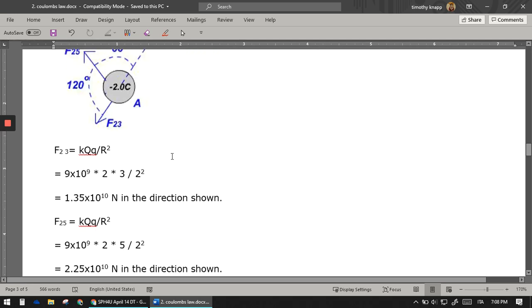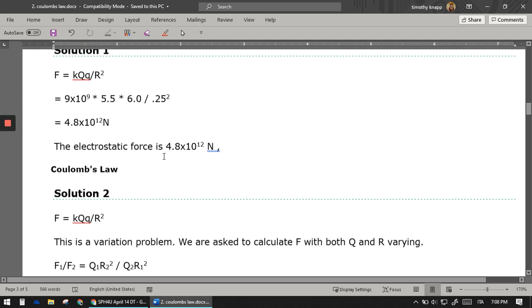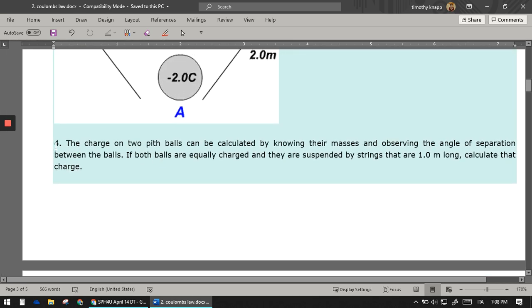Now, let's look at solution number 4. Let's go back up and look at question 4. The charge on 2 pith balls, which are like little styrofoam balls that can be charged and are really lightweight. Therefore, their mass doesn't really have much impact on what's going on, so you can start measuring charges and things like that. Anyway, the charge on 2 pith balls can be calculated by knowing their masses and observing the angle of separation between the 2 balls.